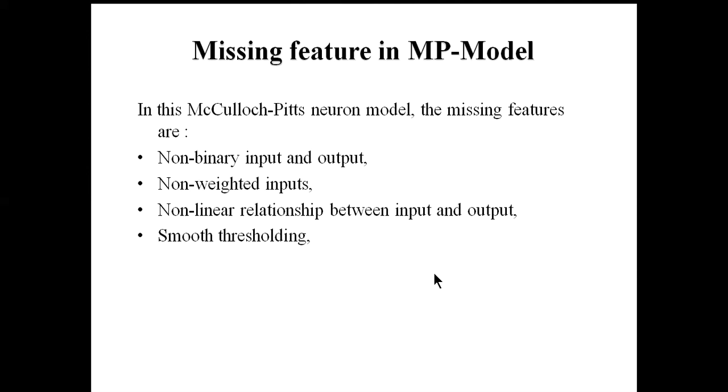As we already said, it was proposed almost in 1950. So basically the missing features of the MP neuron model are, first, non-binary input and output. In real life problems, inputs and outputs mainly deal with finite values or non-binary numbers, like 1.2, 2.1, like this. But in the MP model, we only use 1 or 0. This is one of the major disadvantages.